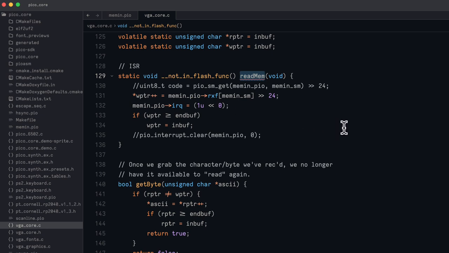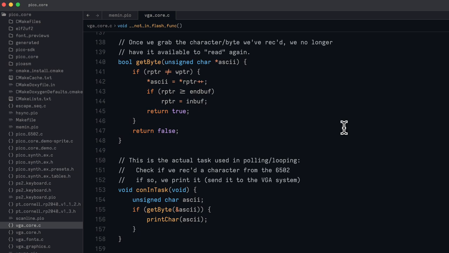Now the actual routine that is being looped on in the main CPU program does 2 things. First of all, it calls the getByte function to see if the read and write pointer to the input buffer is the same or not. If the read and write pointer are not the same, that means that we have data in the input buffer that we haven't read yet. We pull that information out, store it in the pointer passed to the getByte routine, and then increment the read pointer, again ensuring that we don't overrun the buffer, and then return a Boolean on whether or not we have read data. If the return value of getByte is true, then we go ahead and print the character.